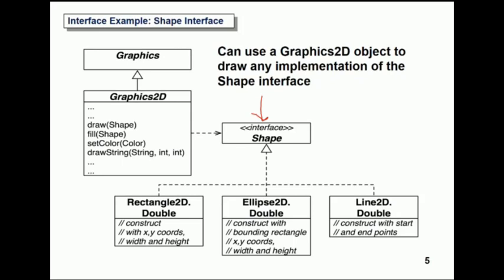And you have a number of concrete implementations that implement Shape. Examples of those are Rectangle2D, Ellipse2D, and Line2D, and there might be others as well. And they each implement Shape in different ways, obviously, because we're trying to draw different things. So Shape will have a number of methods, and then each one of these will have to implement those exact methods, but they'll do them in a different way for their different shapes.